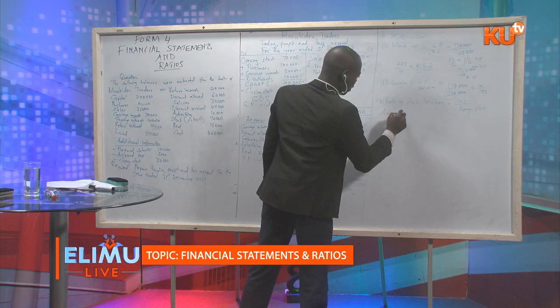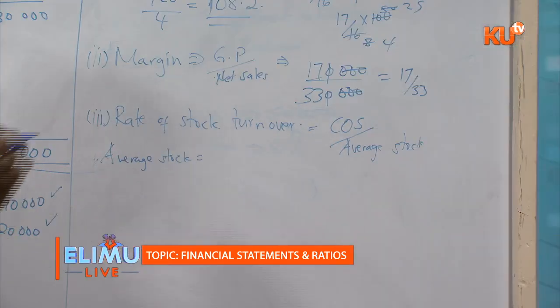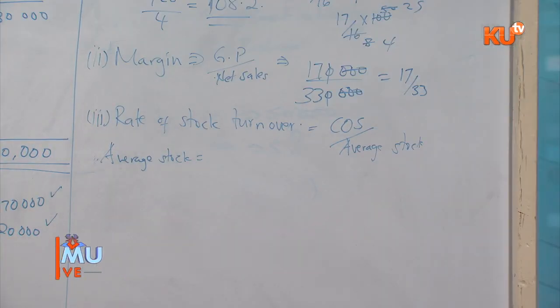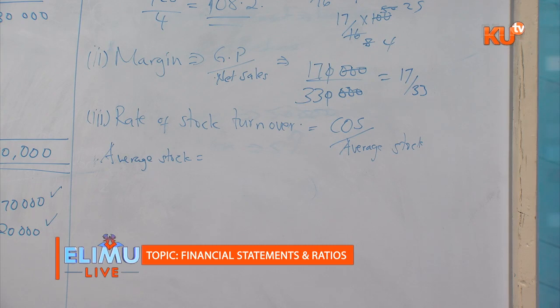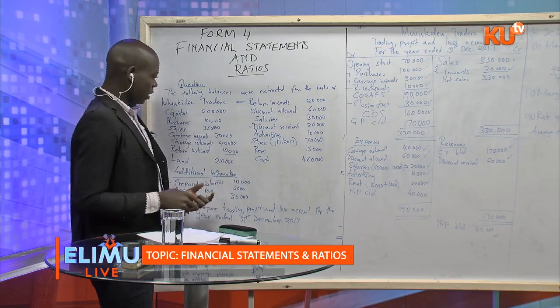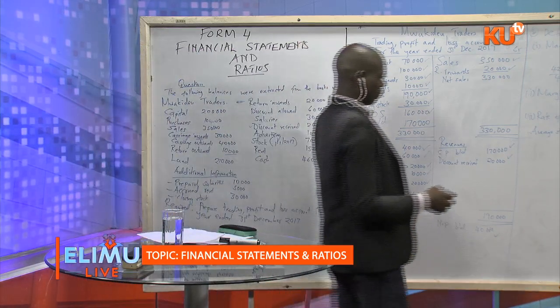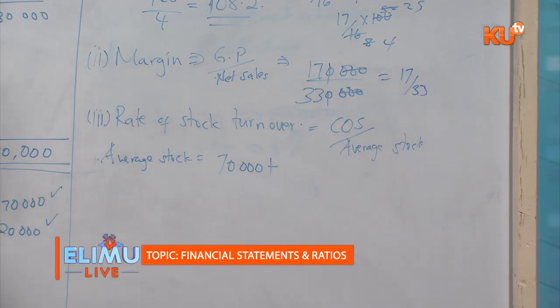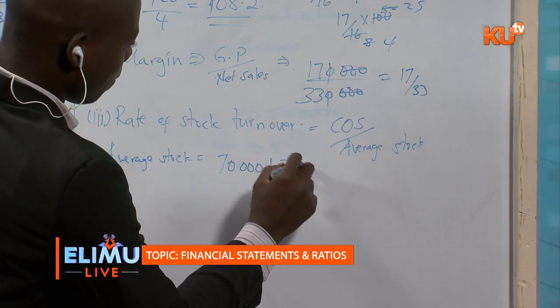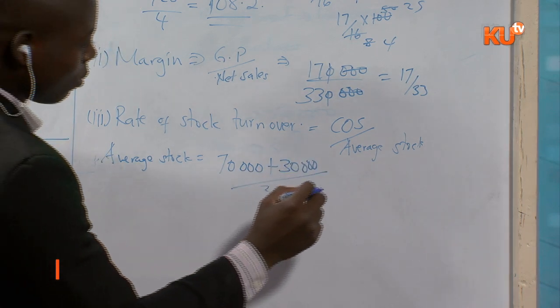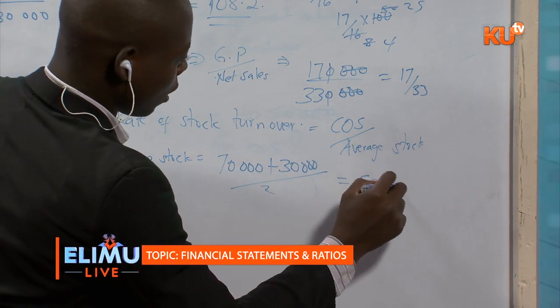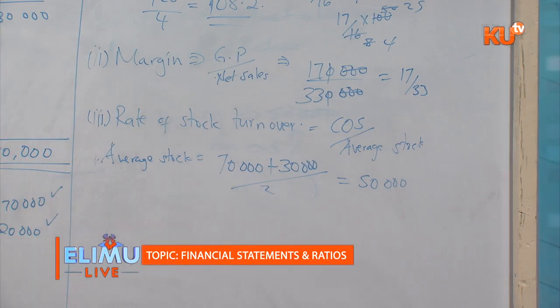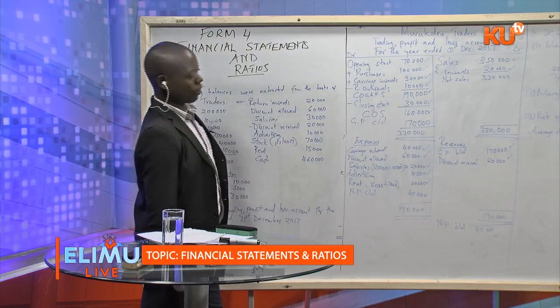Average stock is given by the opening stock, we add the closing stock, divide it by 2. Our opening stock in this case is 70,000. Our closing stock will be 30,000. So we add 30,000. Then we divide by 2. That is 100 divided by 2, giving us 50,000. So our average stock is 50,000.